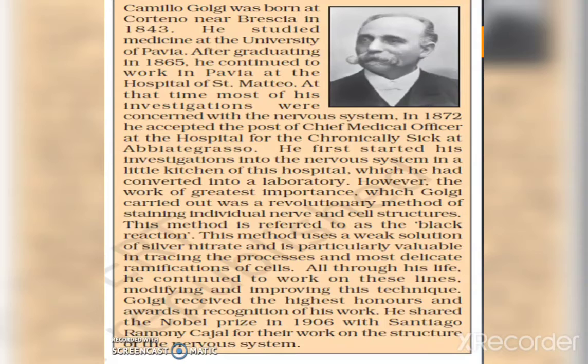Okay, and in 1872 he accepted the post of chief medical officer at the hospital for the chronically sick at Abbiategrasso. Okay, at a place called Abbiategrasso he took the post of chief medical officer, and this hospital was for chronically ill patients. And he first started his investigation into the nervous system. Again he started investigating into the nervous system in a little kitchen of this hospital.